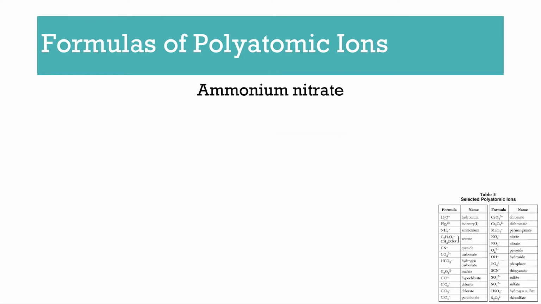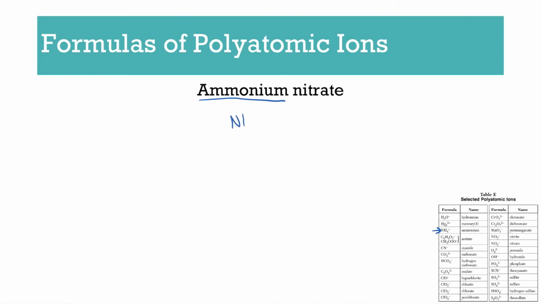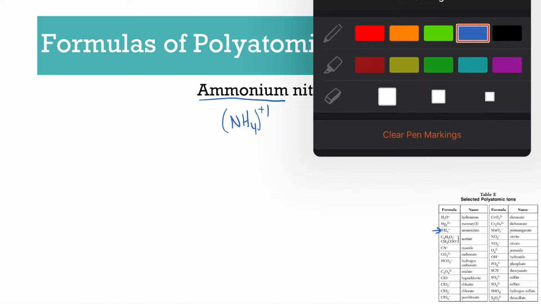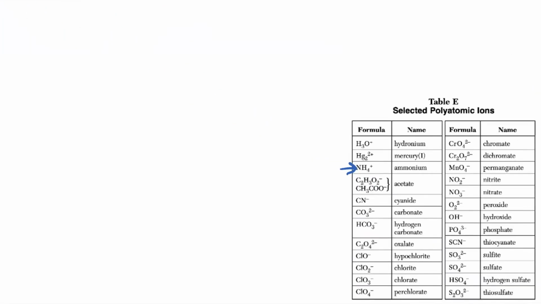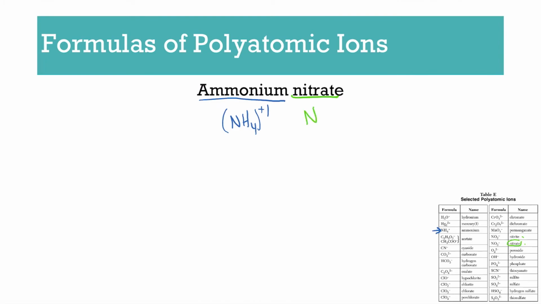So let's try this one. What do you think the formula for ammonium nitrate would be? So ammonium, that's no element that we know. Let's check over here. So ammonium is NH4 with a +1 charge. Nitrate is somewhere over here. Again, be careful with the names because you have some ones that are similar, which is NO3 with a -1 charge.